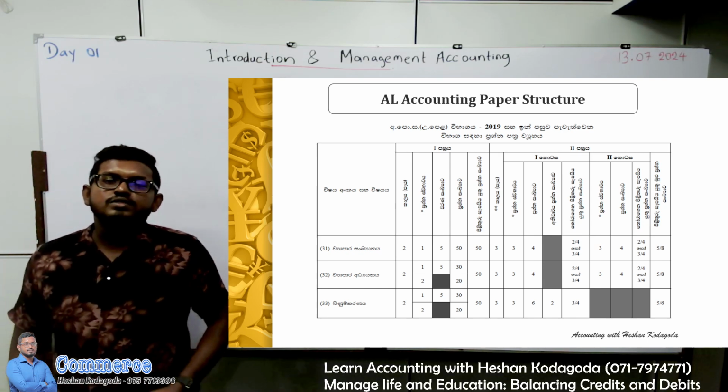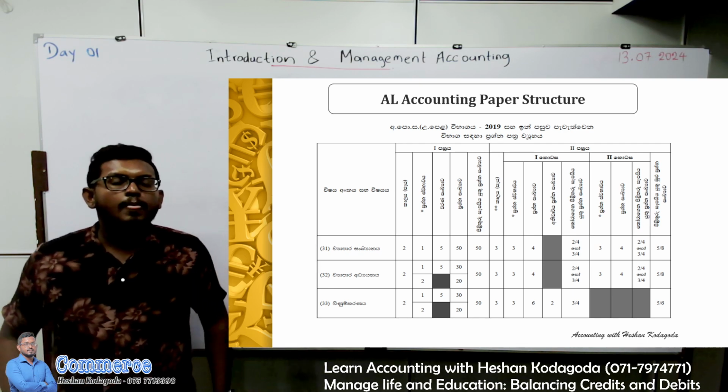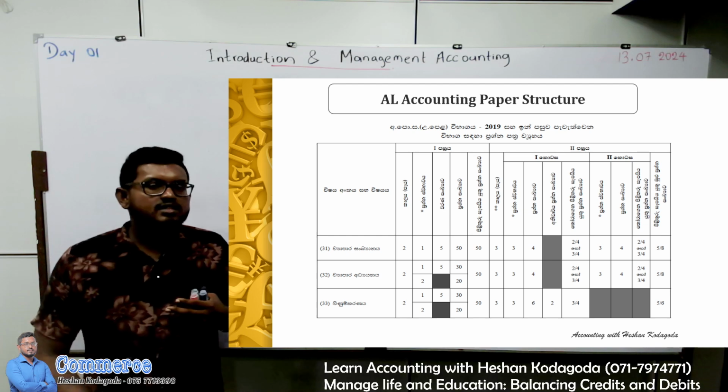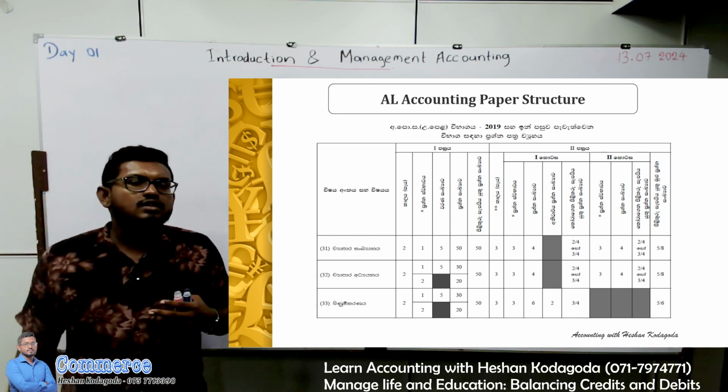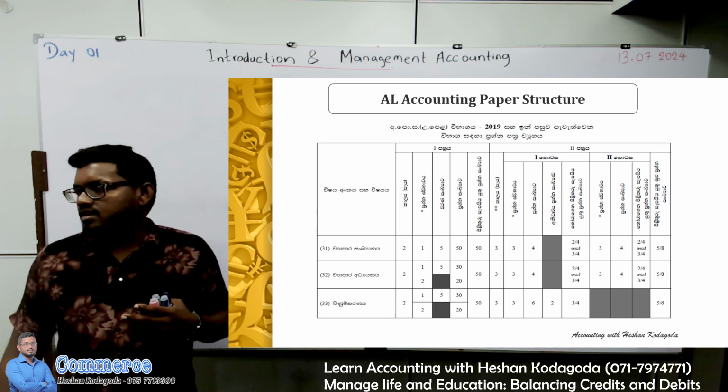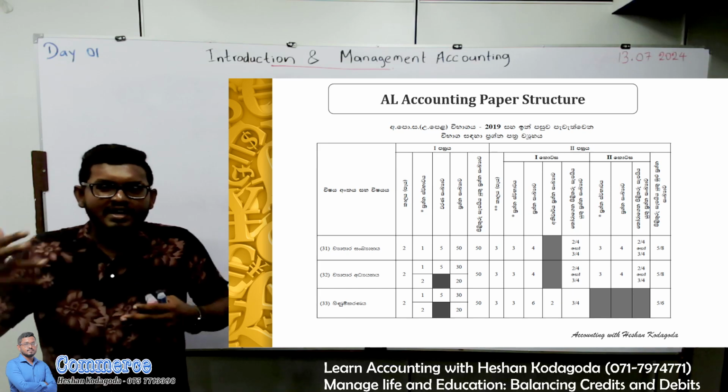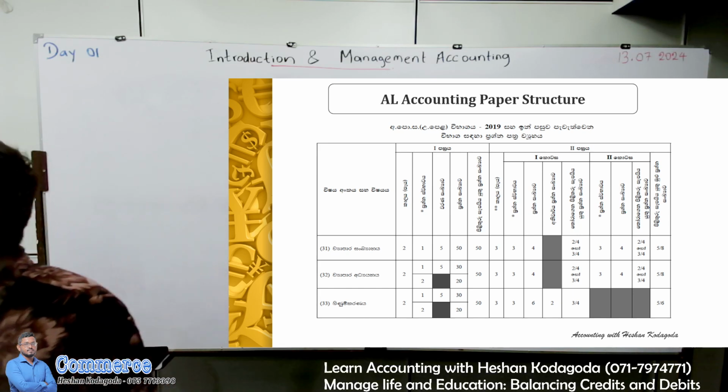And when it comes to the second paper, as I told you, there are 6 questions. The first and second are compulsory. Out of the other 4, you need to select 3 questions. Understand?